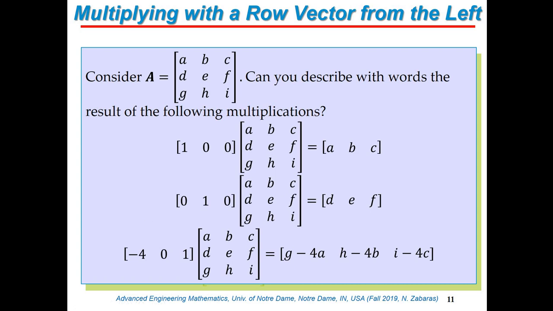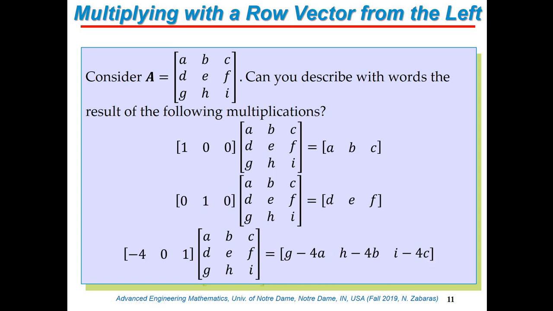If you want now to do a combination of rows, so let's say that you want to extract the third row minus 4 times the first row. So this is the combination that you are interested in. So the vector on the left that you multiply is minus 4, 0, 1. So that will give you basically the third row minus 4 times the first row.